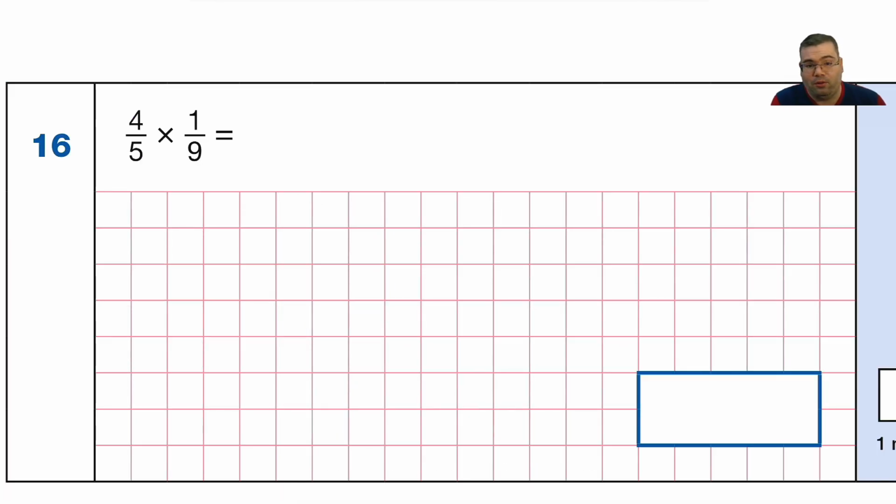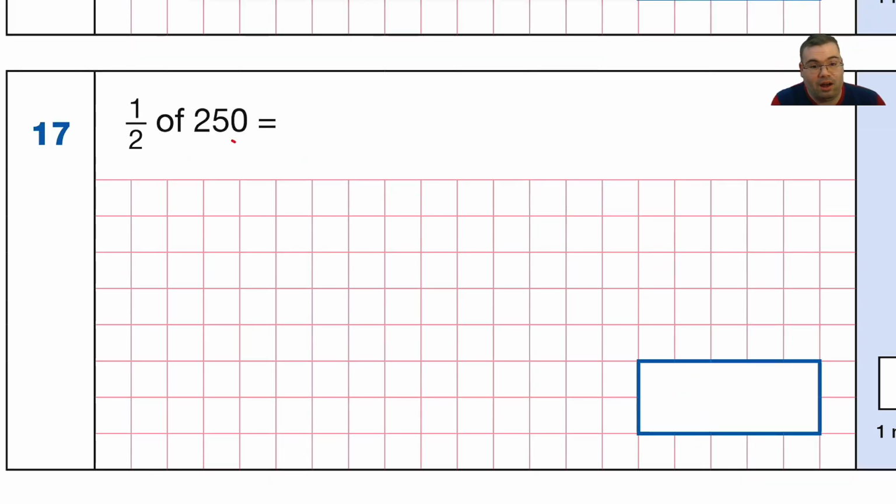So 1 by 4 times 5 by 9, very easy. Multiply numerator by numerator, that is 4, and multiply denominator by denominator, 5 times 9 is 45. So the answer is 4 by 45. Very easy. So the next question is half of 250.